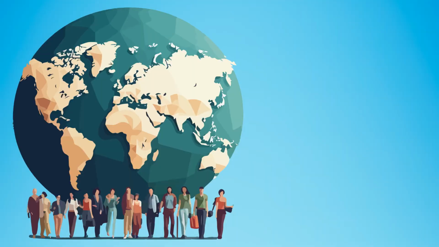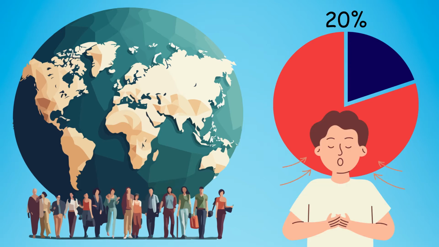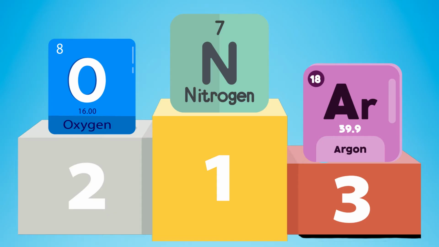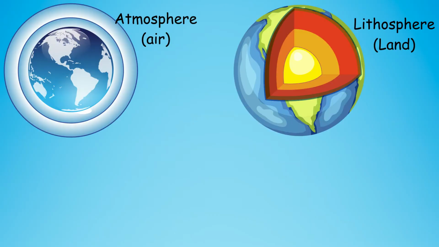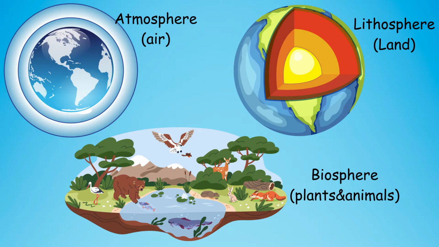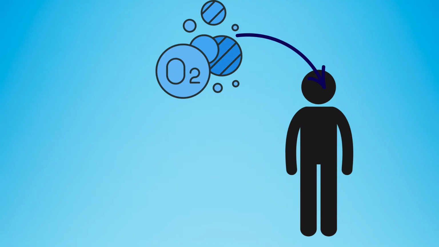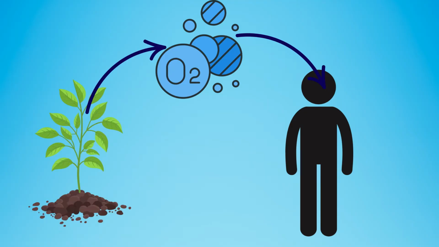The oxygen cycle has a big part in the existence of life on Earth. About 20% of the air we breathe contains oxygen, which is the second most abundant gas in the atmosphere. It is a biological process which helps in controlling the oxygen level by moving through the three main spheres of the Earth, which are atmosphere, the air; lithosphere, the Earth's crust and land; and the biosphere, which are plants and animals. There are processes which involve taking in oxygen from the atmosphere and processes which release the oxygen back.